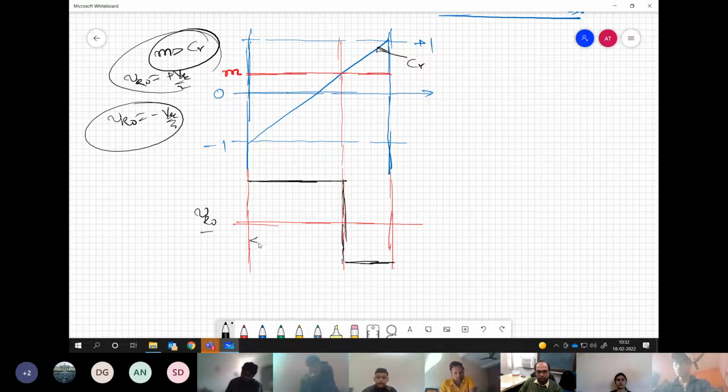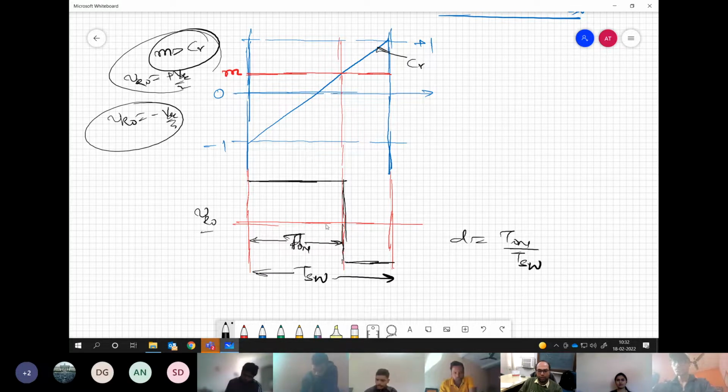And we know that this is what we are calling our duty ratio, the ratio between the T on and the total switching cycle TSW. This is defined as the duty ratio. So we know that this interval, if we scale it with respect to TSW, is basically D. But anyway, we will do that. VDC by 2 and minus VDC by 2.